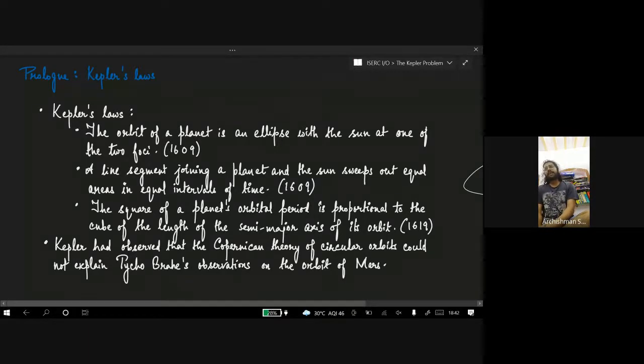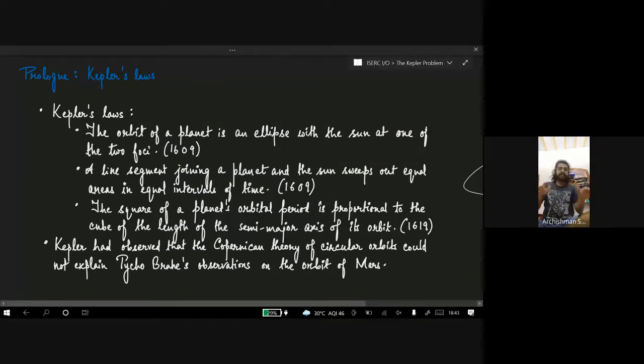And the primary motivation for Kepler was that he recognized that the prevalent theory, which was actually not accepted by the church, of course, was that orbits are circular, which was mentioned by Copernicus. And Kepler found that this could not explain Tycho Brahe's observations. Tycho Brahe was a Greek astronomer, and it could not explain his observations on the orbit of Mars, because amongst the inner planets, Mars has the highest eccentricity of orbit other than Mercury.